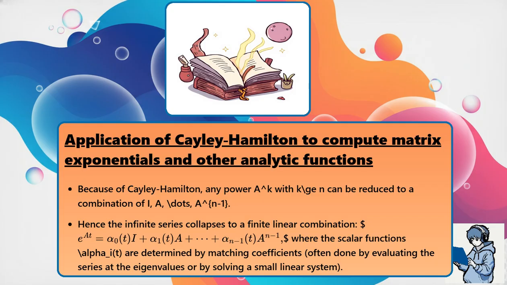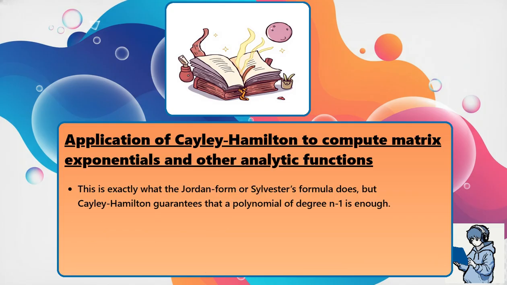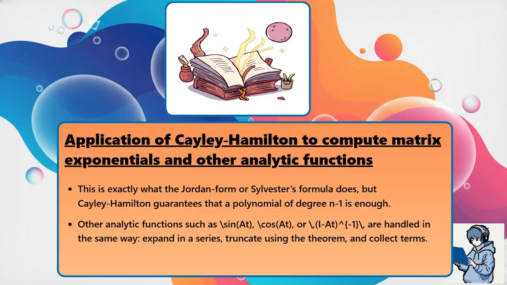e^{At} = α0(t)I + α1(t)A + ... + α_{n−1}(t)A^{n−1}, where the scalar functions αi(t) are determined by matching coefficients, often done by evaluating the series at the eigenvalues or by solving a small linear system. This is exactly what the Jordan form or Sylvester's formula does, but Cayley-Hamilton guarantees that a polynomial of degree n − 1 is enough. Other analytic functions such as sin(At), cos(At), or (I − At)⁻¹ are handled in the same way. Expand in a series, truncate using the theorem, and collect terms.